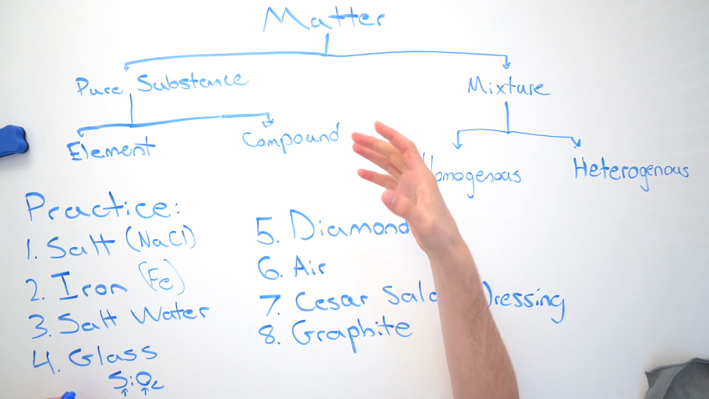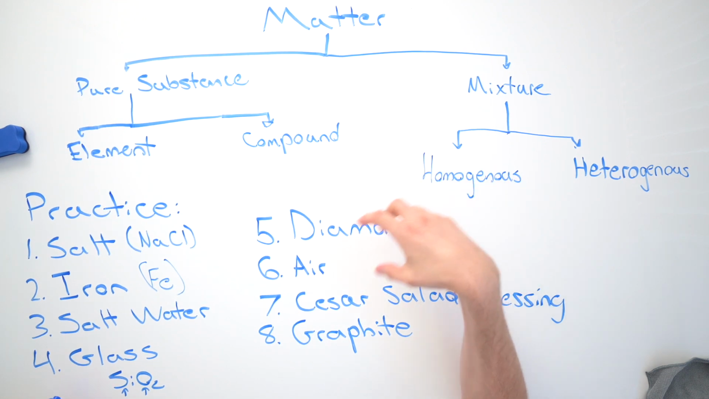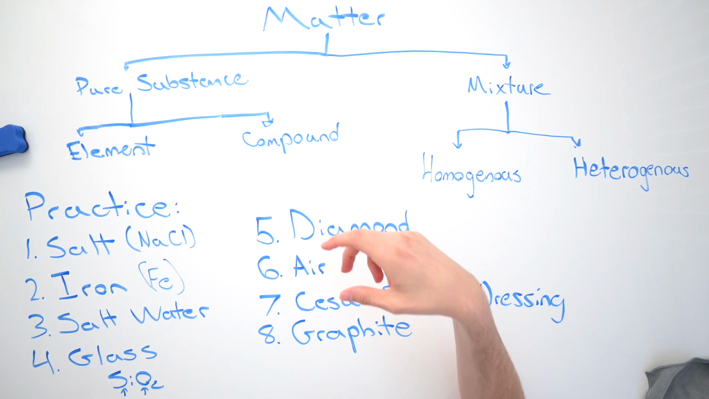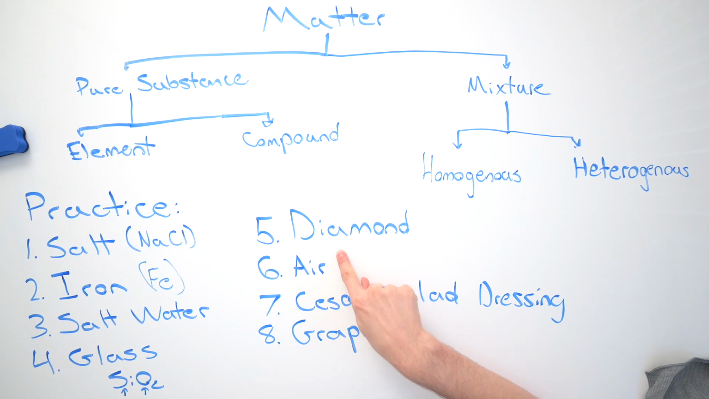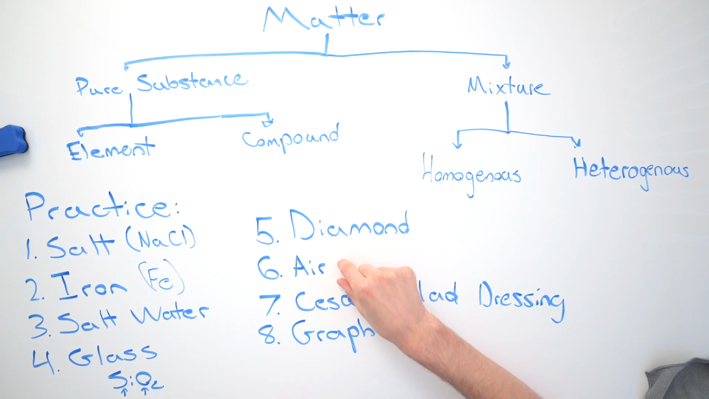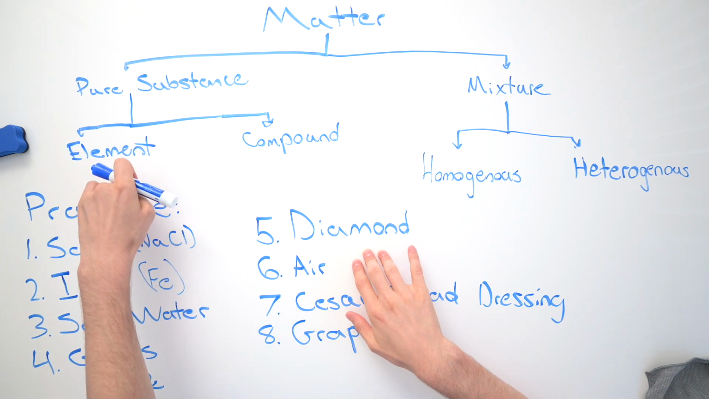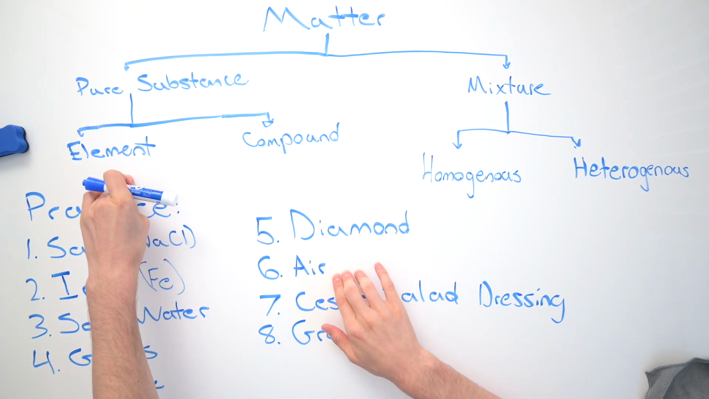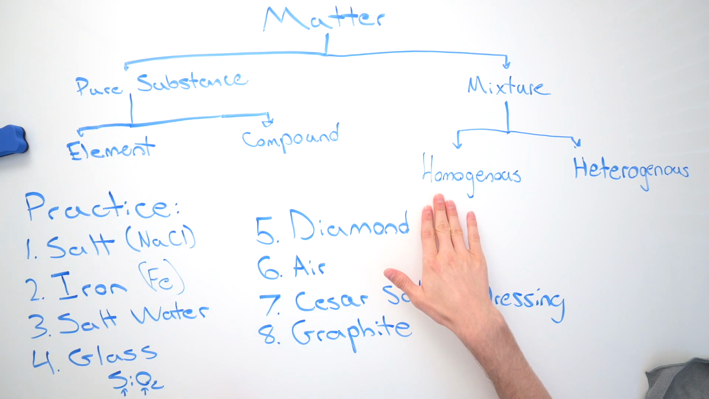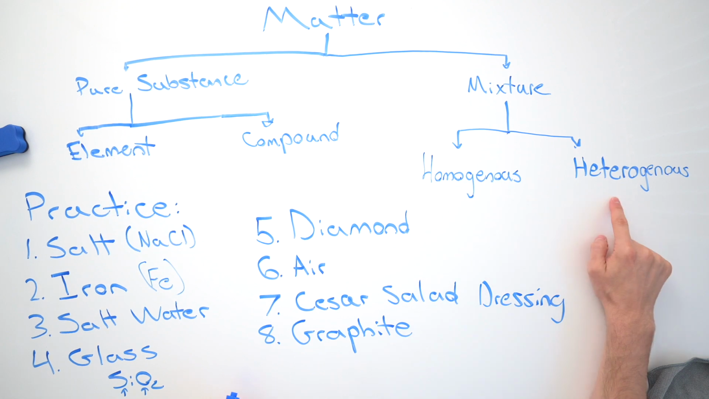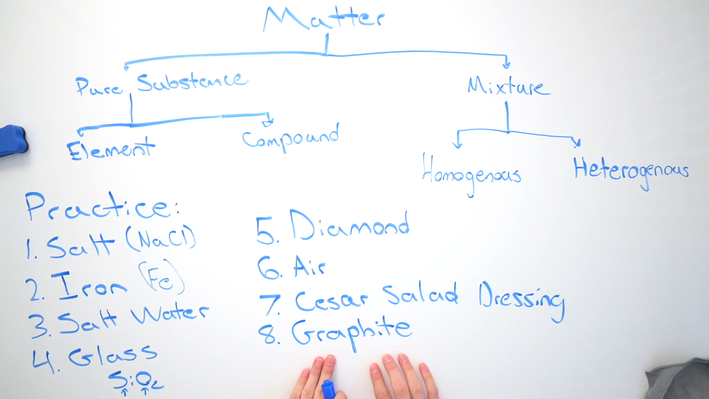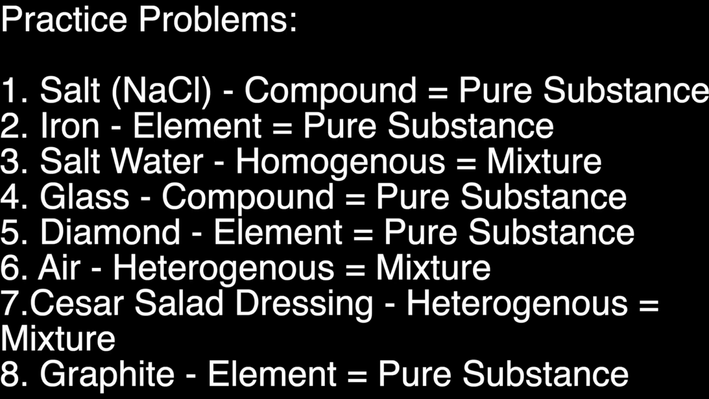Now if you have fancier glass, it would be a homogeneous mixture if you put stuff in the glass, like the sapphire glass on iPhones that has other things in it to make it stronger. Diamond is pure carbon. Pure carbon would be an element. Air is typically, hopefully, homogeneous. Caesar salad dressing, again, hopefully heterogeneous. And then graphite would, again, be a pure element. You can't see the different things, and it's all made out of carbon.